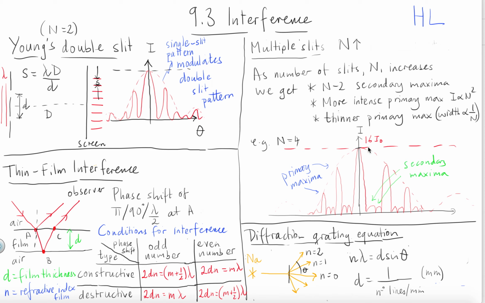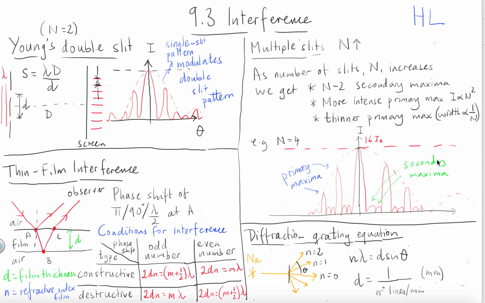And we have thinner primary maxima because the width of the primary maxima is inversely proportional to the number of slits. Now, diffraction gratings are useful when we want to study gases, and we use the so-called diffraction grating equation, n lambda equals d sine theta, when working with diffraction gratings.